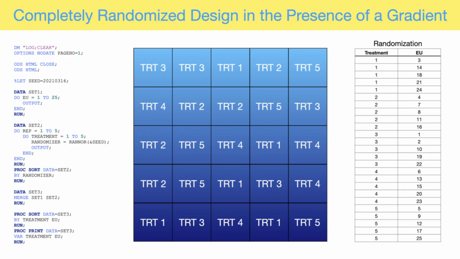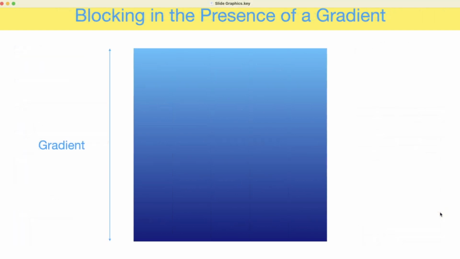And so we want to find some way to deal with this heterogeneity that exists in the experimental material. Now, in order to use this process that we're going to be describing, we would have to have an understanding of the nature of the heterogeneity in the experimental material. In particular, we would have to understand, for example, that there does exist a gradient and that it exists in this particular direction. So we can't use blocking, which is what we're going to be looking at, if we don't understand the nature of the heterogeneity.